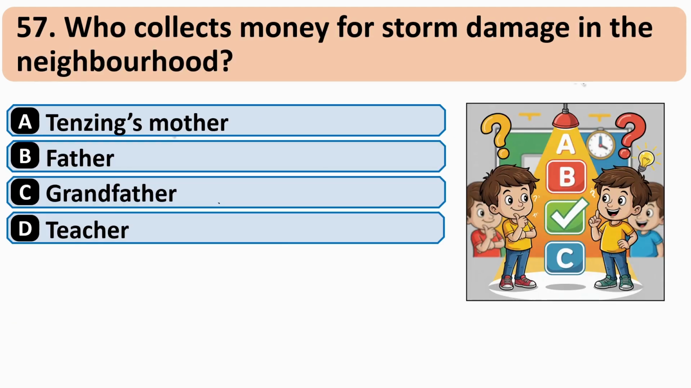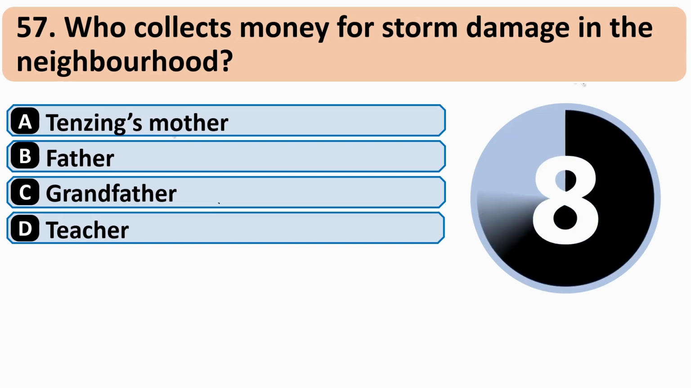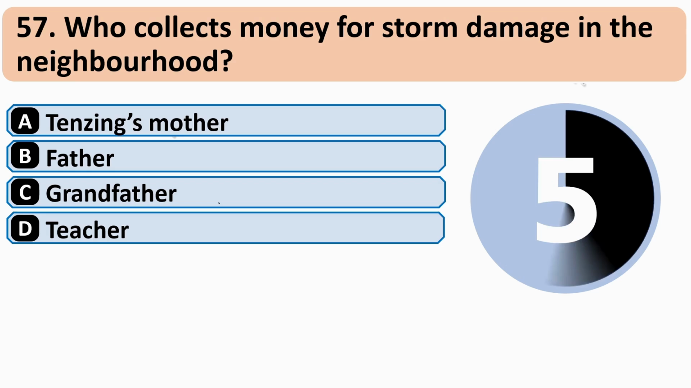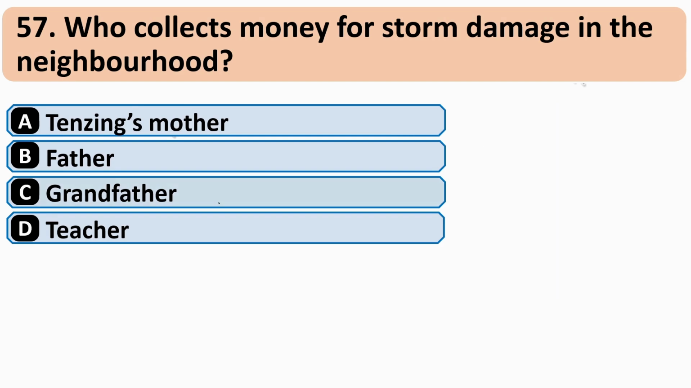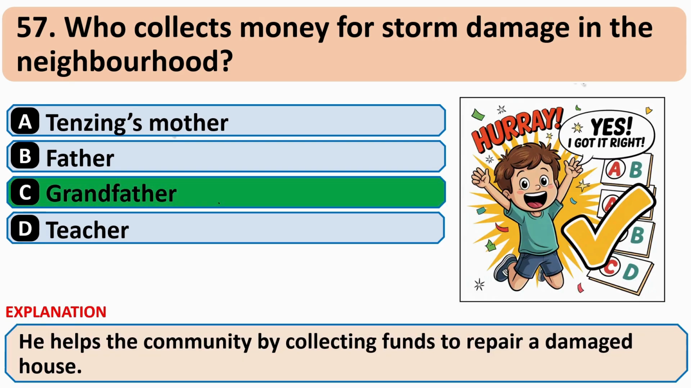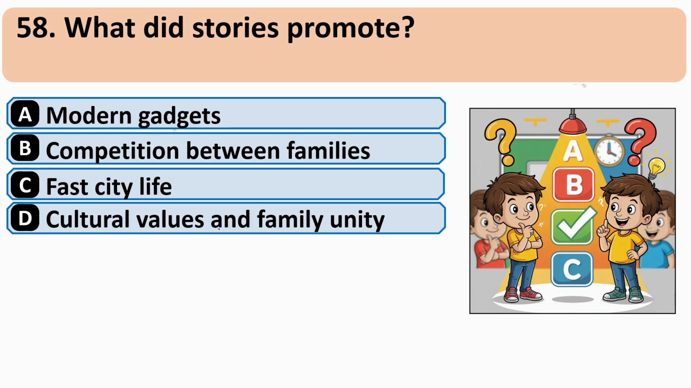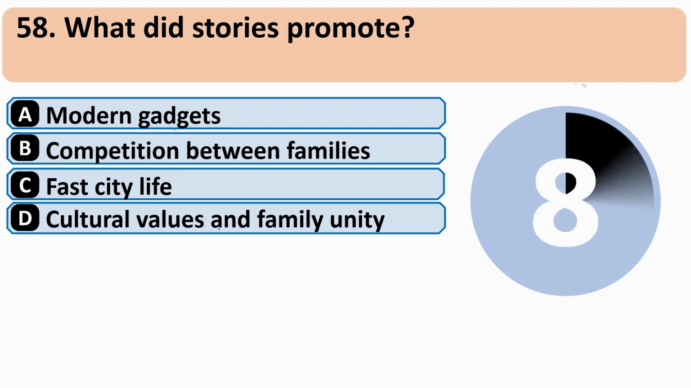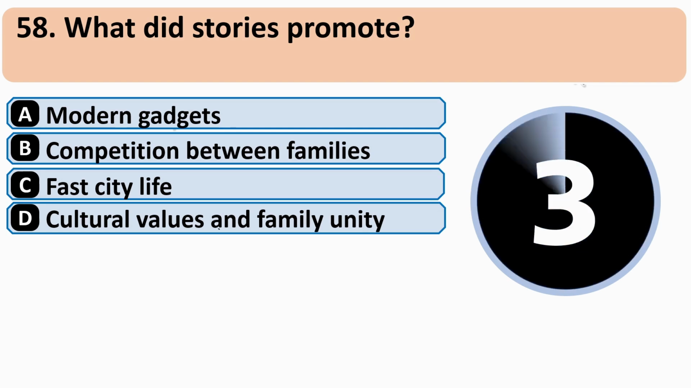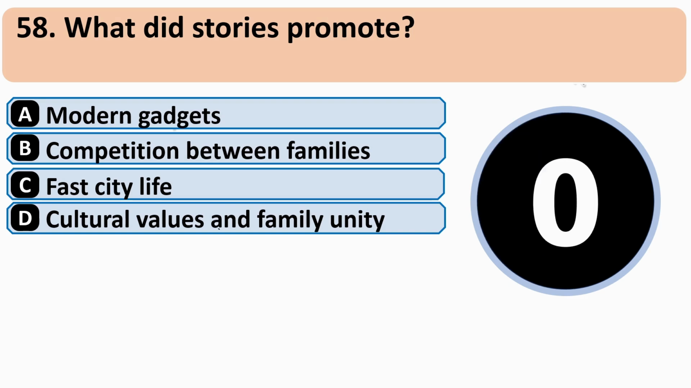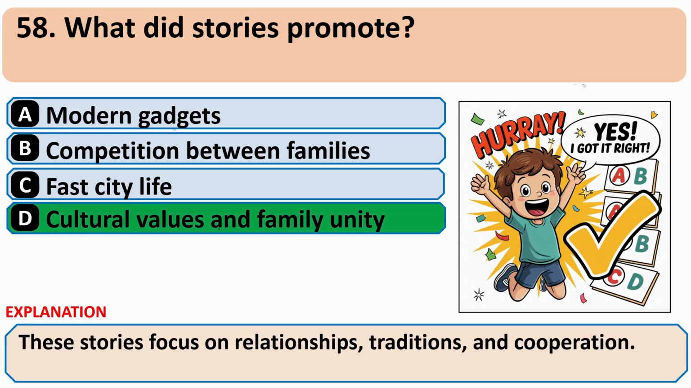Who collected money for storm damage in the neighborhood? And correct answer is C, grandfather. What did the stories promote? And correct answer is D, cultural values and family unity.